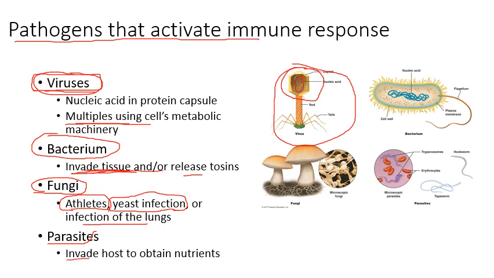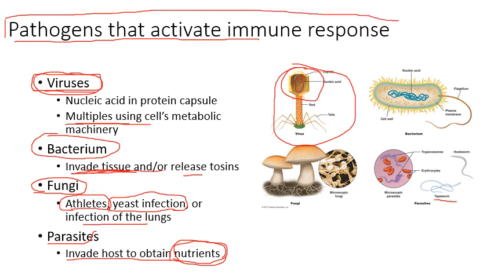They invade the host and use the host to obtain nutrients. Sometimes they use up so much of the nutrients that the cells don't get the nutrients. A common one is the tapeworm. Tapeworms live in the digestive tract and hijack and live off the nutrients from those cells. But those are the common pathogens which the immune system is there to get rid of, to neutralize and to remove from the body.